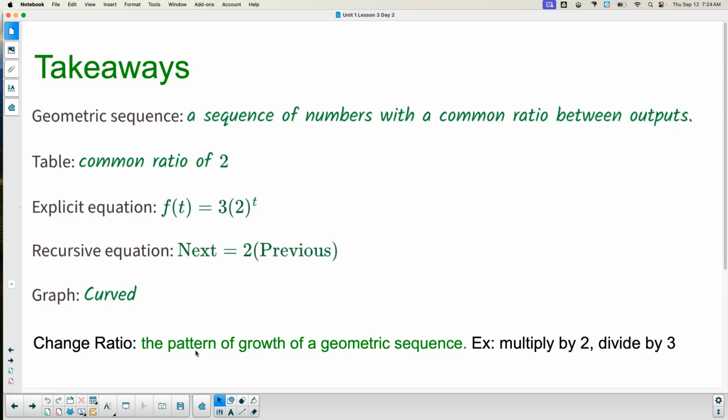Our graph, when we graphed it yesterday, showed us that we had a curved graph as opposed to the straight line graphs that we had earlier in the week. Change ratio, the pattern of growth of a geometric sequence, otherwise known as the common ratio also, meaning we're either multiplying by 2, dividing by 3, multiplying by 1.5, etc. At this time, we can pause the video if we need to write these down some more. If not, keep going.